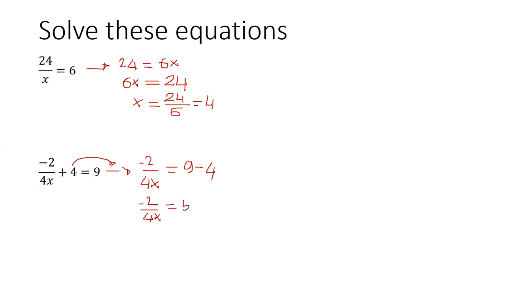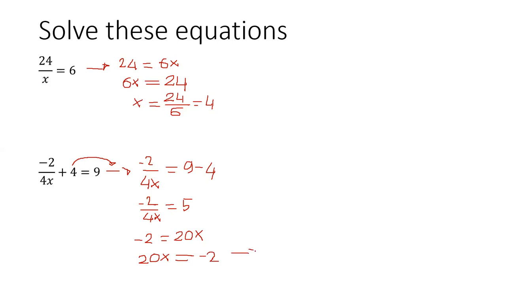Okay, such as my method on this problem, we need to multiply 4x for x and 5. So this equation is going to be negative 2 equal 20x. Why 20x? Because 4x times 5, 20x. This equation is equivalent with this equation, 20x equal negative 2.